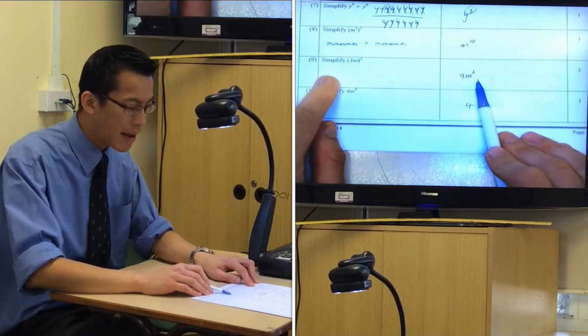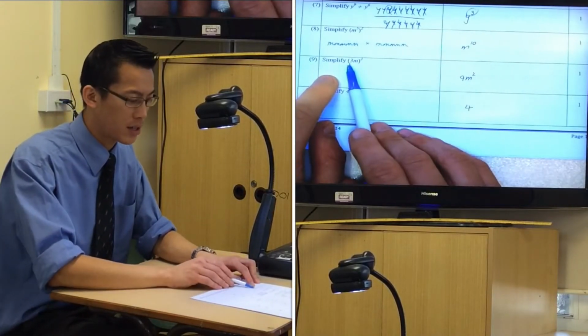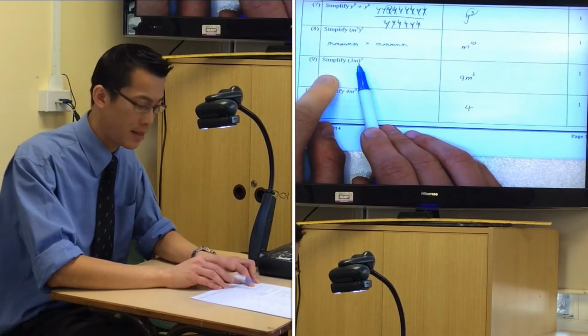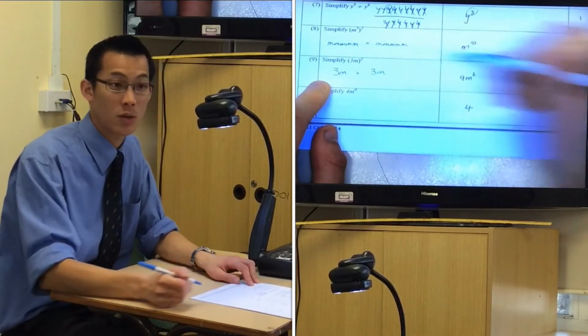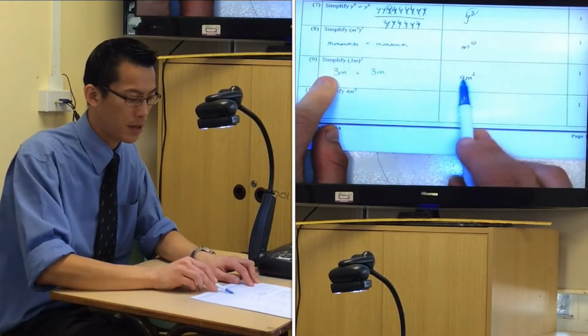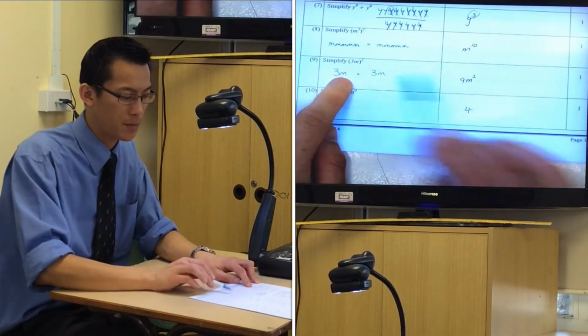Simplify, this works the same way, but the trick was that you've got to square the 3 and square the m, because this is 3m times 3m. Again, that's what squared means, right? So you've got the 3's, which become your 9, and you've got your m's, which become your m squared.